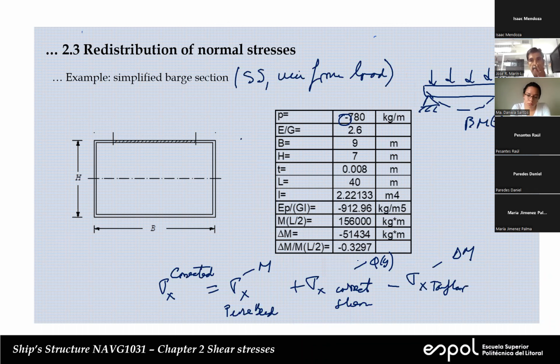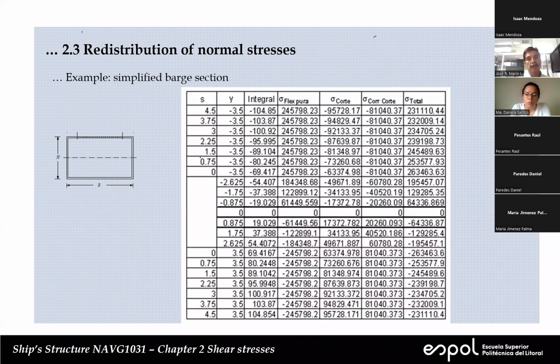Okay. This is what we have here. You see that this is the bottom here. So this is bottom. Okay, this is side. This is the deck. And you see that on the bottom, y is minus 3.5. On the deck, y is plus 3.5.